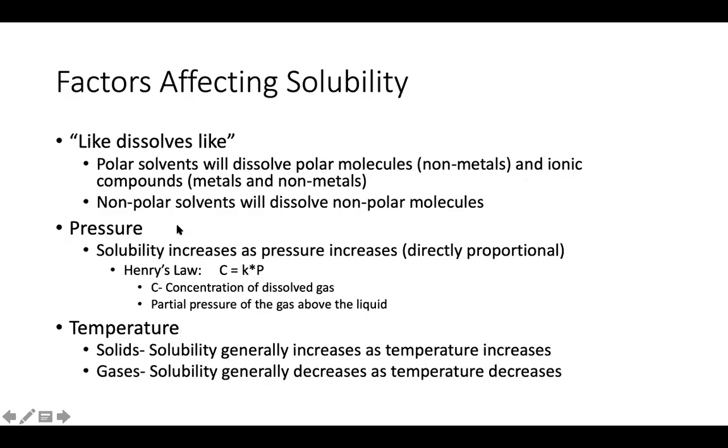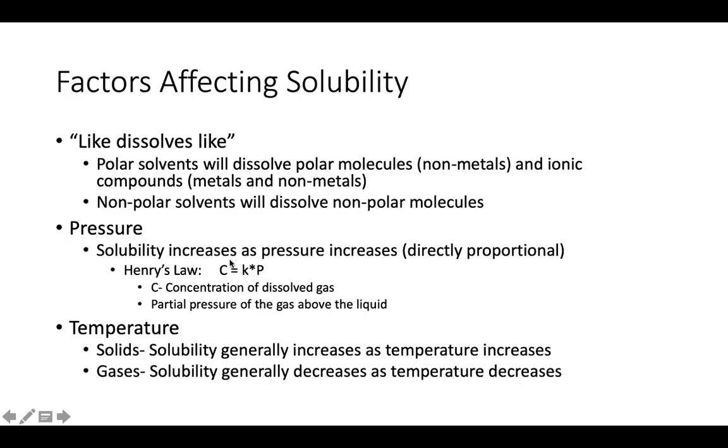Okay, now our second factor that affects solubility is pressure. And so as pressure of a gas increases, the solubility of it will also increase. And we see this quantitatively through Henry's law, which is the concentration of a dissolved gas is equal to K, which is just some value, times the partial pressure of that gas above the liquid. Okay, so definitely remember Henry's law. Concentration and pressure are directly proportional.